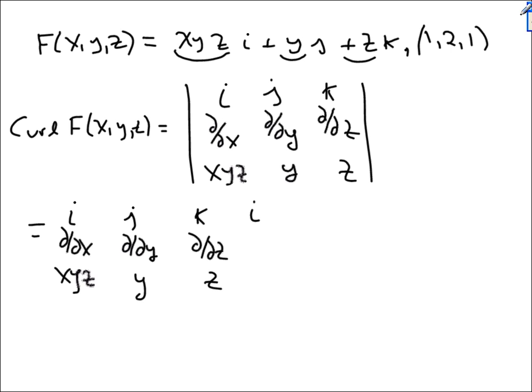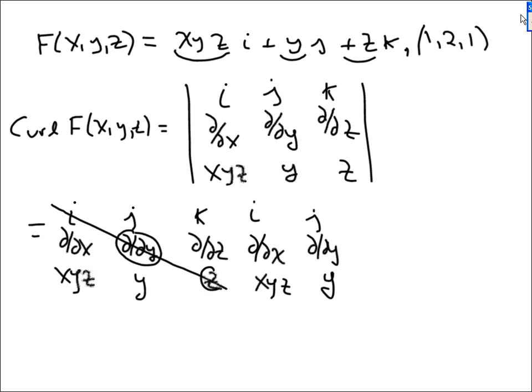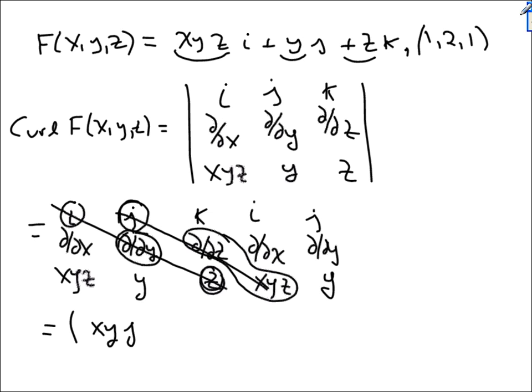There it is. And you repeat the first column. And you repeat the second column. So it'll be this product. The partial of z with respect to y, well, that's 0. Times i is 0. Then it's this product. It's the partial of xyz with respect to z, which is xy, in the j direction. Plus this partial. The partial of y with respect to x, which is 0. Times k is still 0.